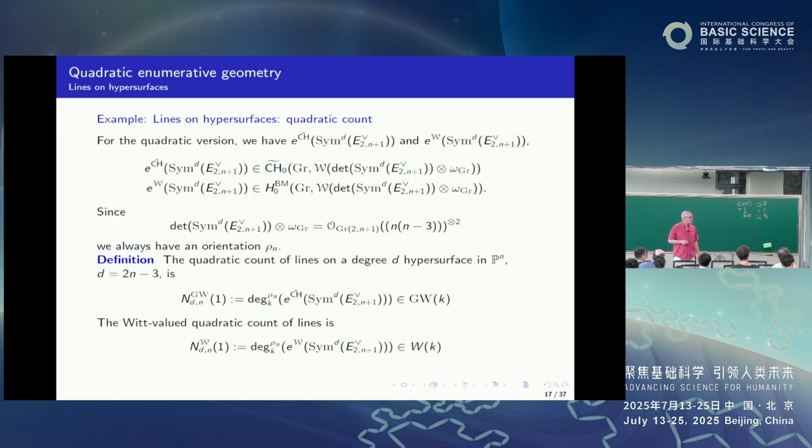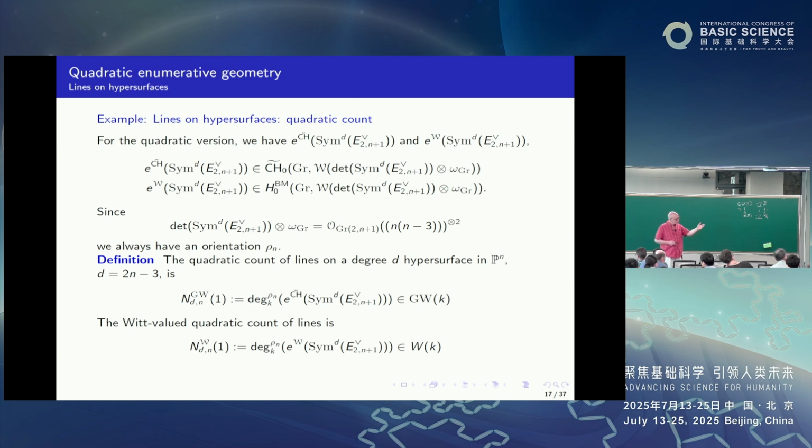So what about the quadratic version? You just do the same thing. You take the Euler class for the Chow-Witt theory or the Euler class for the Witt theory. You get something in the Chow-Witt group, Borel-Moore homology in dimension 0, or the Witt-sheaf Borel-Moore homology in dimension 0. But the twist is, that's what the twist is. It's the determinant twisted by the canonical sheaf. Fortunately, it's easy to compute what that is, and it's always a square. So you can always absorb it, and that gives you your orientation, and you get a degree.